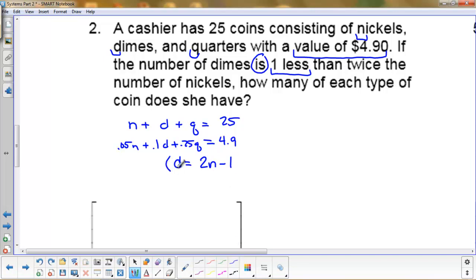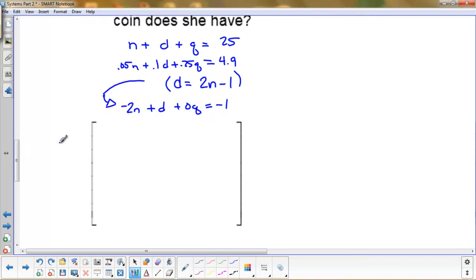Again, I'm going to use this equation to give me the structure I need in order to make an augmented matrix. So the D and the N, I'm going to subtract the N to both sides. So I get minus 2N plus D plus 0Q equals negative 1. Now I have what I need in order to fill in my augmented matrix.